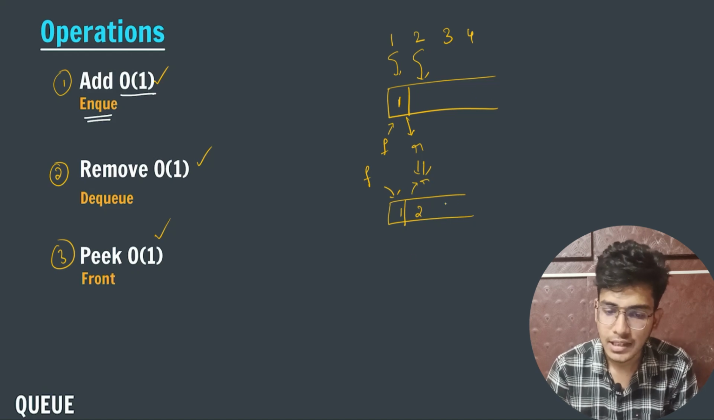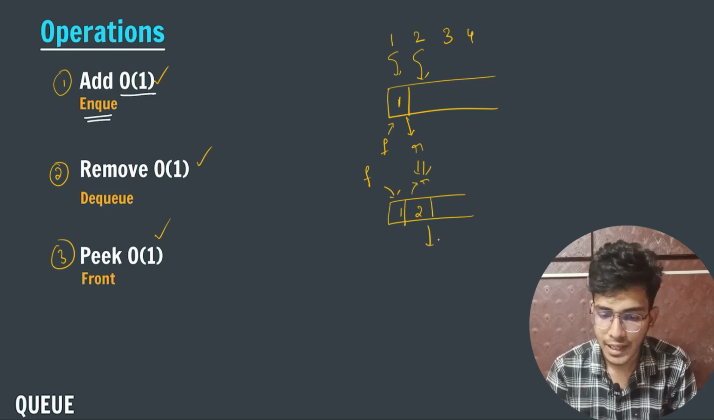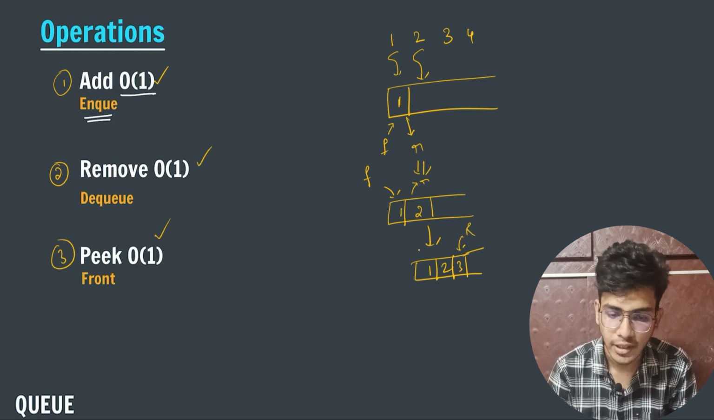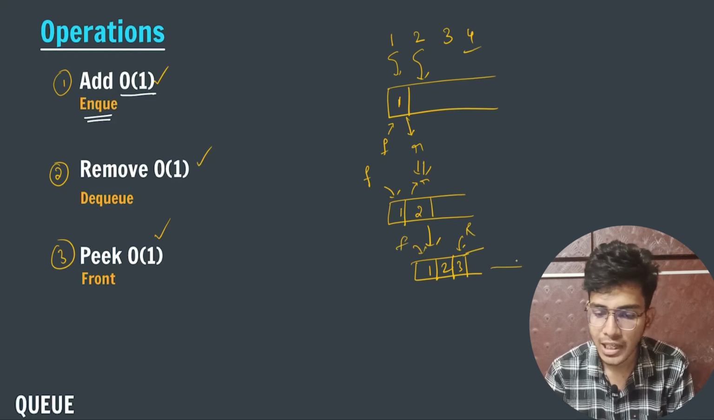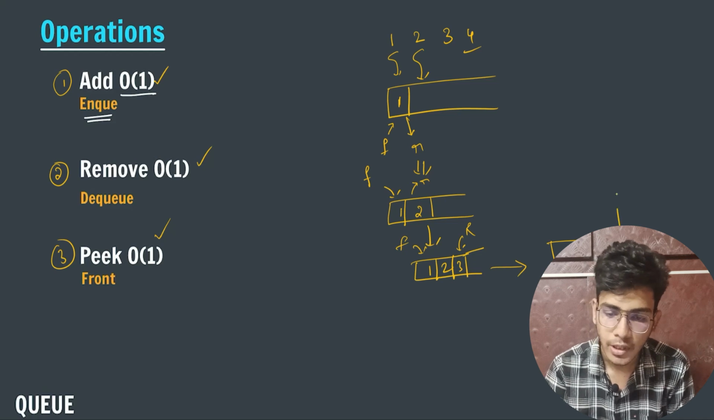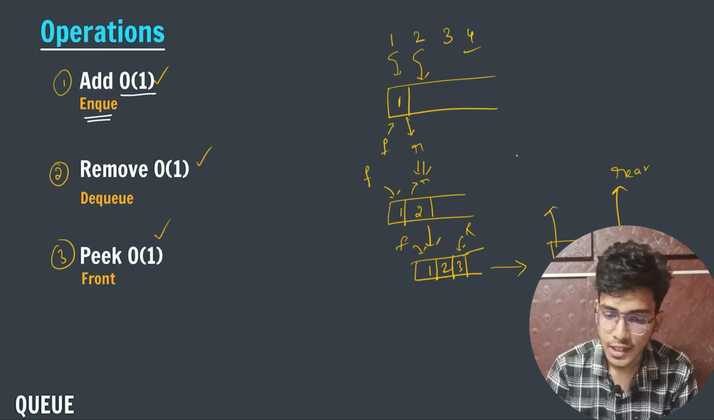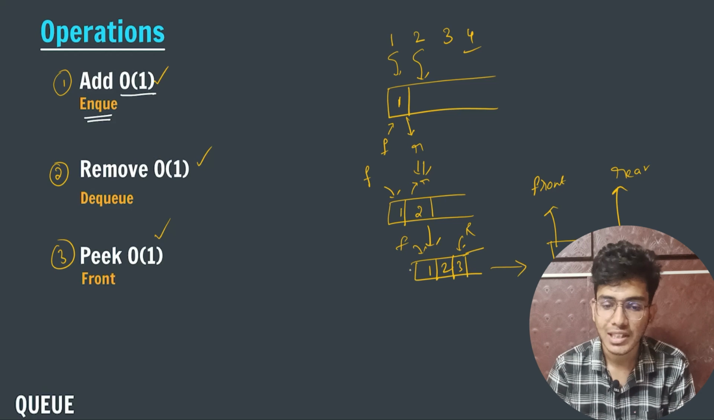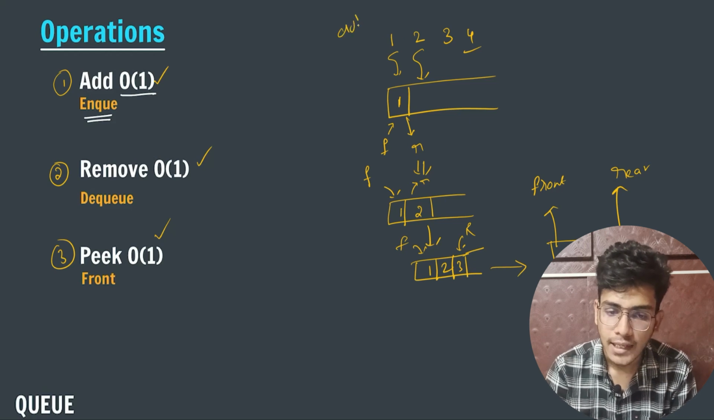Now if I want to add 3, then 3 will come like this, 1 2 3, right? So this is my rear and this is my front. Now if I want to add my last element, which is 4, then my queue will become something like this, 1 2 3 and 4. So this will become my rear, and the first element which got inserted will be my front. This is how the adding operation will take place.